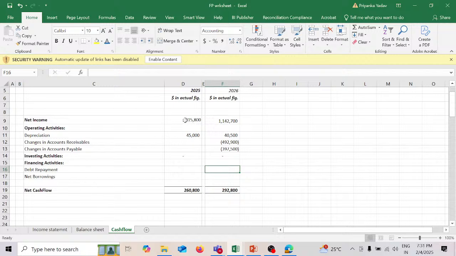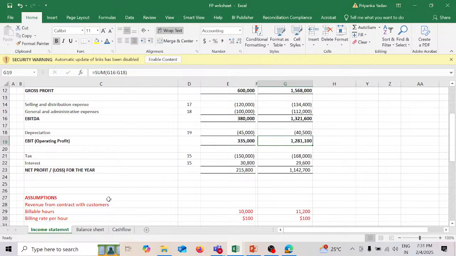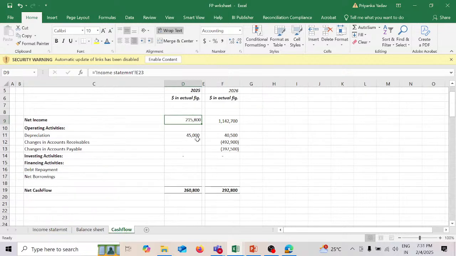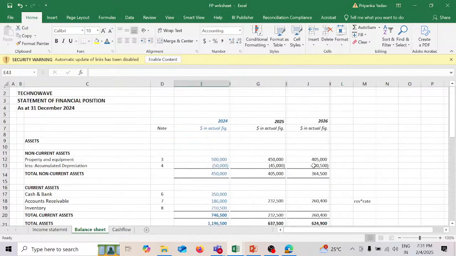So if you see here, net income is coming straight away. I have linked the sheet. If I check this, this is the net profit, and the same figures are coming up over here. Now depreciation is also linked with the balance sheet, it is coming straight away, 45,000 and 40,000. Let's check over here, this is the figure for your depreciation.